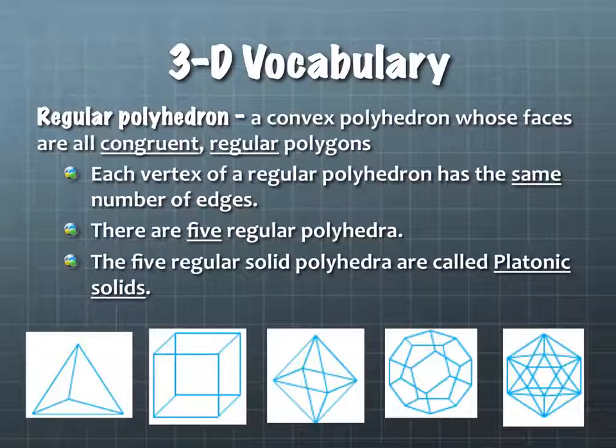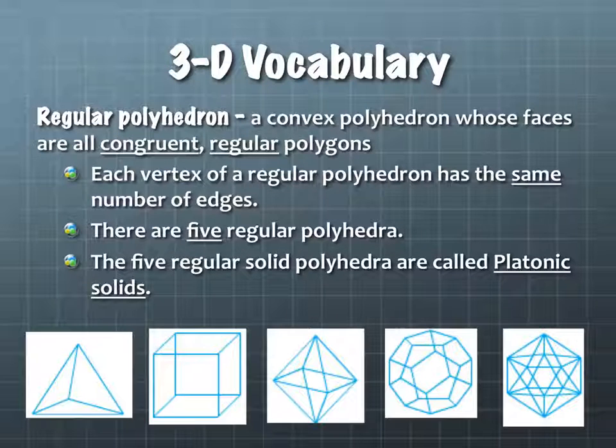3D vocabulary, regular polyhedron. A convex polyhedron whose faces are all congruent and all regular polygons. So we can't do a combination of hexagons and pentagons like a soccer ball. We can't do that and have this shape. This shape has all the same shapes on every face.